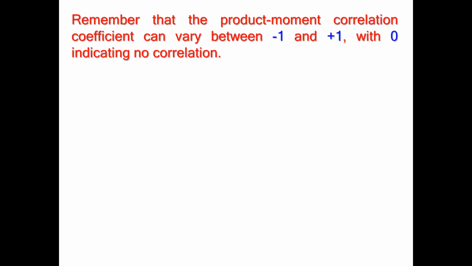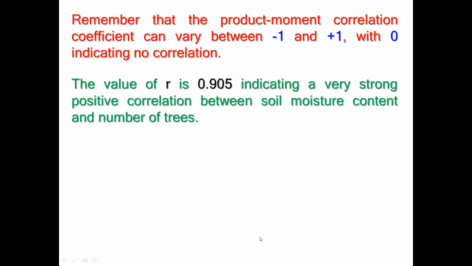We have to remember that the product moment correlation coefficient varies between -1 and +1, and a calculated value falls between -1 and +1, with 0 indicating no correlation. The value of r is 0.905, which is positive, indicating a very strong positive correlation between soil moisture content and number of trees, as these were the two variables we have taken for calculations.